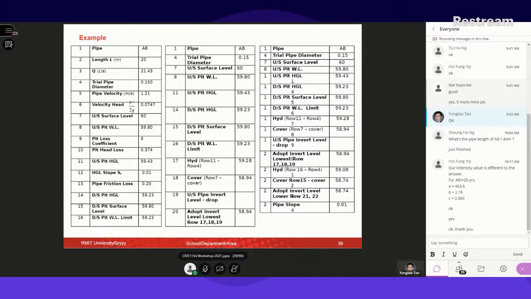So this is an example in the lecture of how to determine the pipe flows and pipe slopes for pipe system design. I'm not going to go into the details of these slides. If you have any questions, you may ask later.